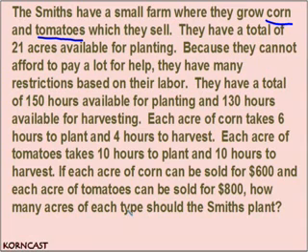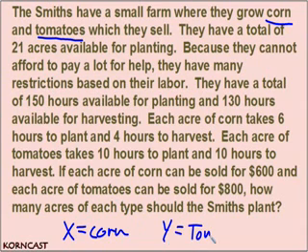So it's our job in linear programming to decipher all this information and analyze it the best way we can. The first thing we want to do is define what we're trying to find. Let's define X to be the corn, and let's define Y to be the tomatoes. The first thing you want to do is decide how many acres of each type we should plant. What are we trying to plant? Corn and tomatoes. So first thing, identify the variables.